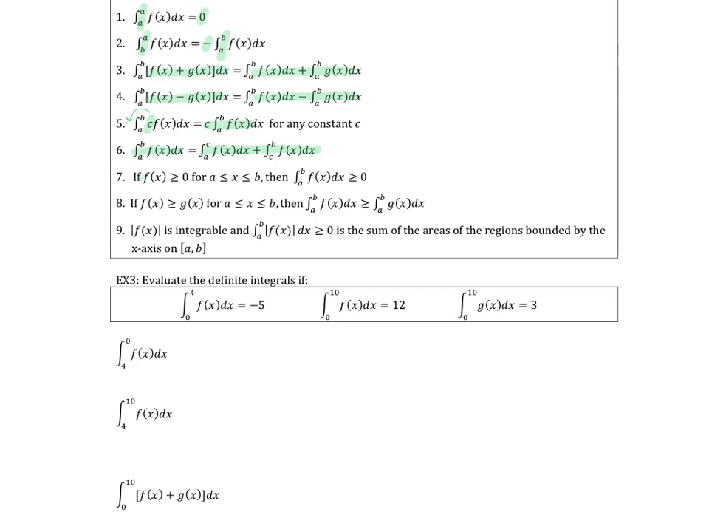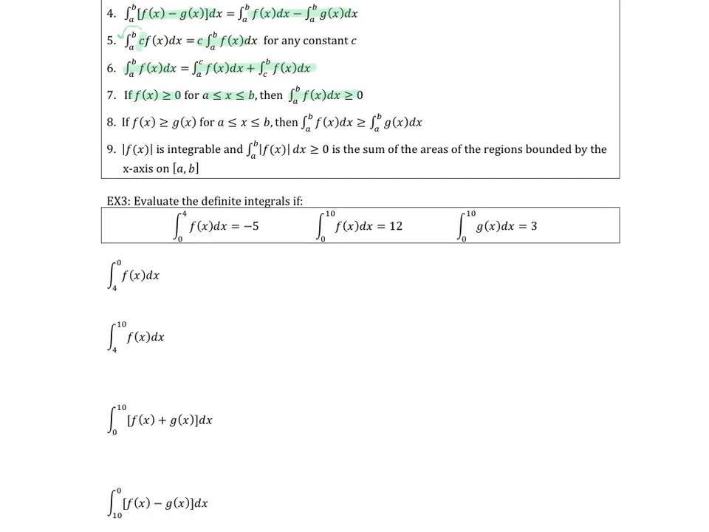Property 7 says if the integrand f of x is greater than or equal to 0 on your interval, then the integral is also going to be greater than or equal to 0. And that makes sense, because if your function is above the x-axis, then the integral would be positive.